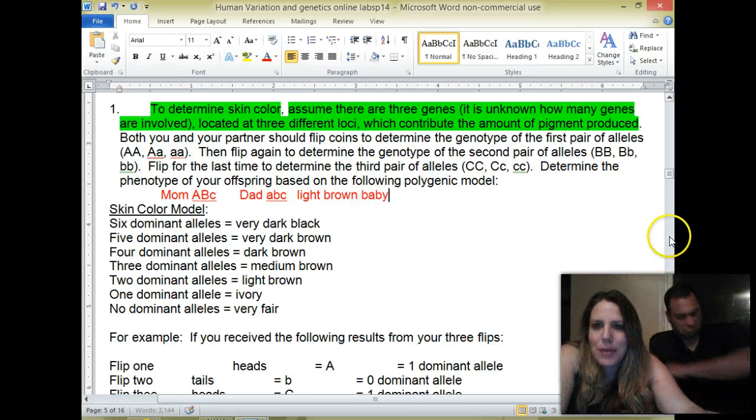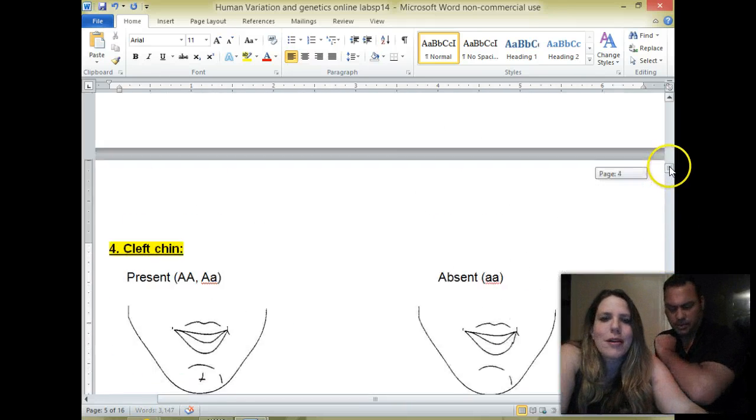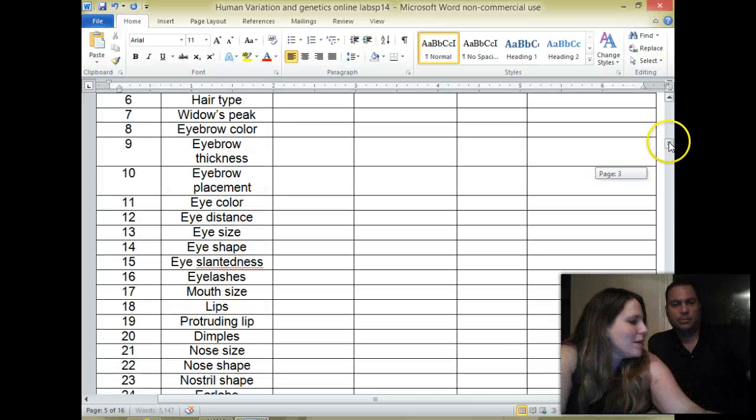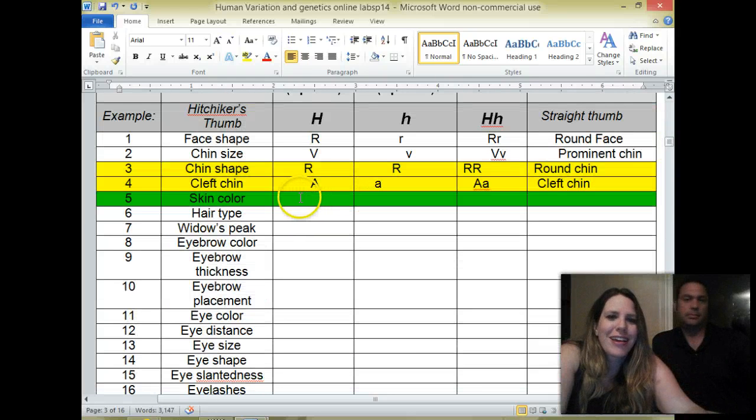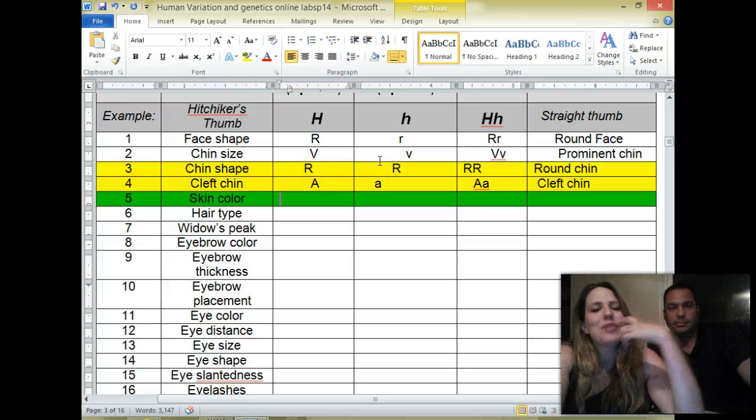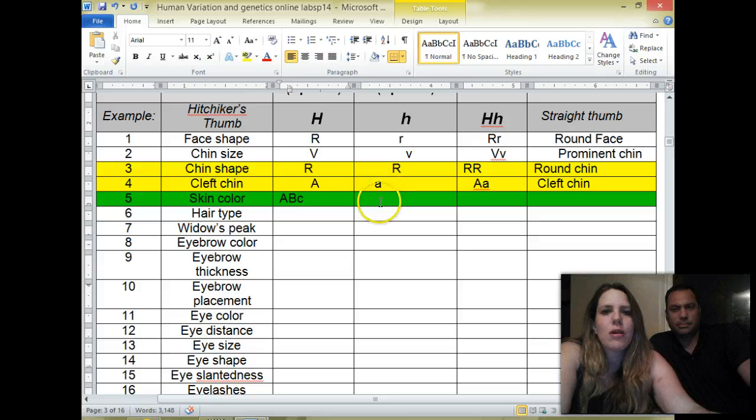Okay, so we have a light brown baby. So we're going to come up here. That works. Kind of light brown. Okay, so for the alleles that mom donated, I'm going to go big A, big B, little c, because that's what I flipped for. Dad got little a, little b, little c.